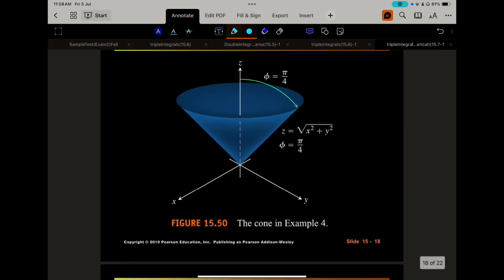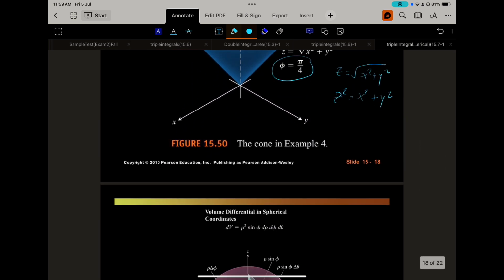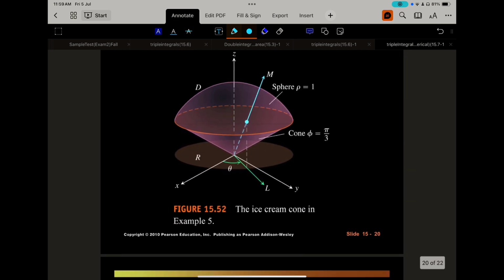Now this is a cone, so anything that has z equals the square root of x squared plus y squared is a cone, or z squared equals x squared plus y squared. We have phi equals pi over 4. So this is the phi, and this is the cone that we had in some of the examples.